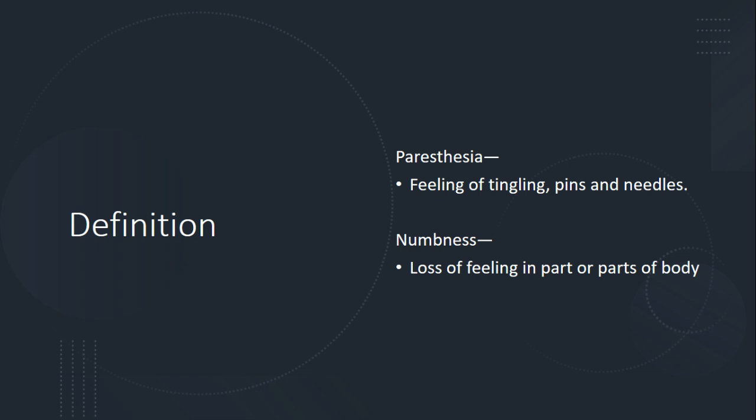Positive symptoms mean there is burning, stinging, tingling, pins and needles kind of sensation. So paresthesia is a positive symptom, which is mainly a feeling of tingling, pins and needles. But then there is loss of sensation in part of the body, or the whole body, which is a negative symptom.